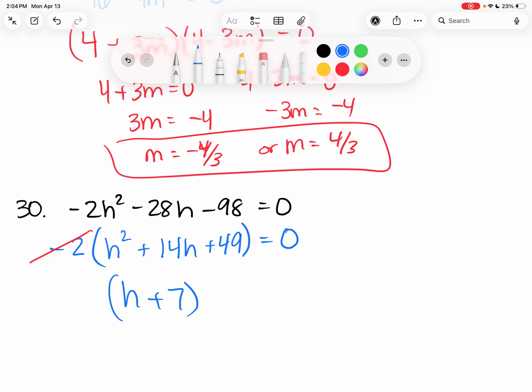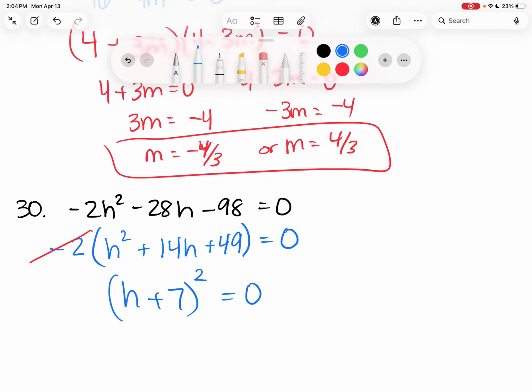Is this a difference of squares? Yes. No. The trinomial thing. This is the second one. I don't know the names, I just know the second one. Perfect square trinomial. So h plus 7 squared is equal to what? It doesn't have a second one. This thing's got me confused. My brain hurt.